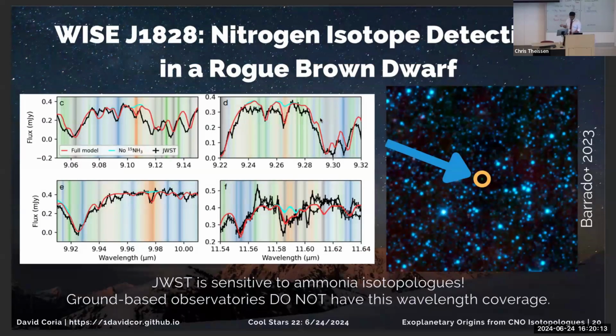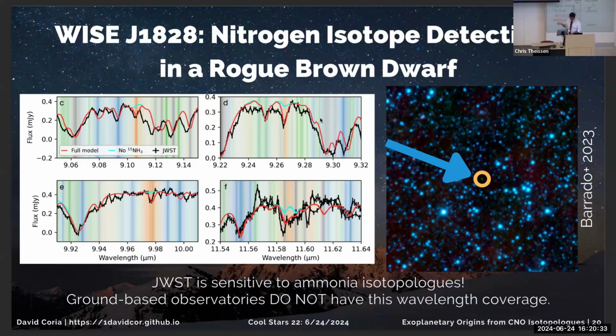But the sort of breakthrough that's got us talking about nitrogen isotopes in the first place came out just last year in Nature. So there was a minor isotopolog of ammonia that was detected by the MIRI spectrograph on JWST in a rogue brown dwarf named YJ1828 that we've heard a couple of people talk about now. But you can see a couple of the lines that they use in their analysis.